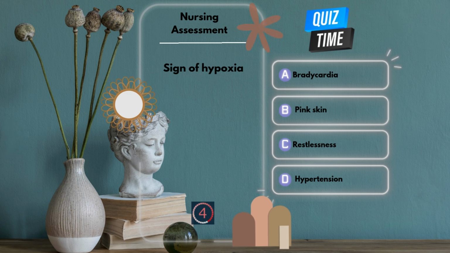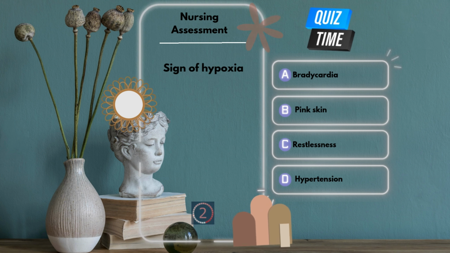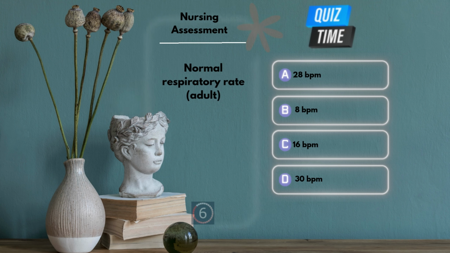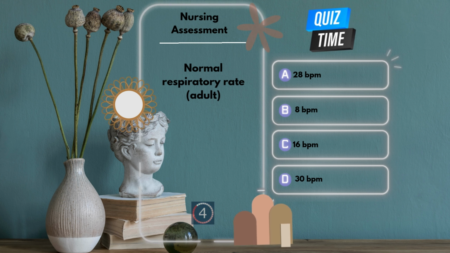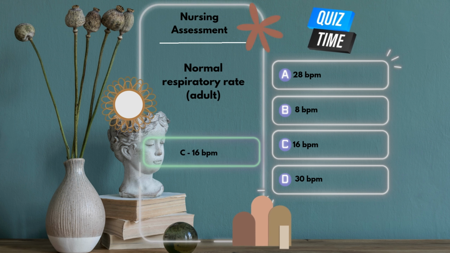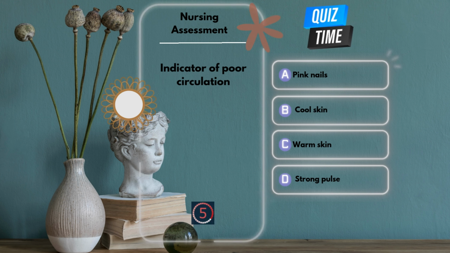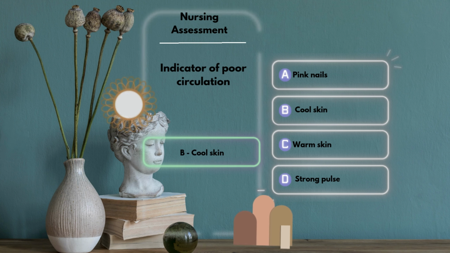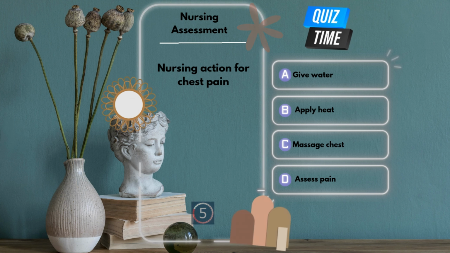Sign of hypoxia. Normal respiratory rate, adult. Indicator of poor circulation. Nursing action for chest pain.